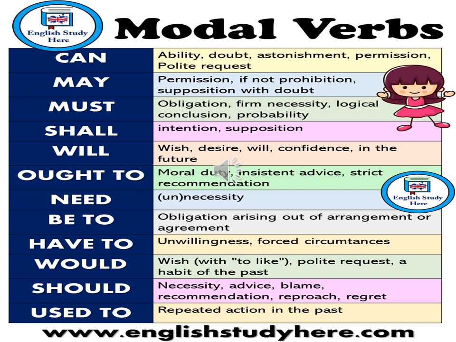Need expresses necessity. Have to expresses the unwillingness or forced circumstances. Have to suggests an external compulsion. Would is used to express a wish or to make a polite request. Would is also used to express a habit of the past. Should is used to express necessity or to give advice. Used to is used to express repeated action in the past or a past habit.